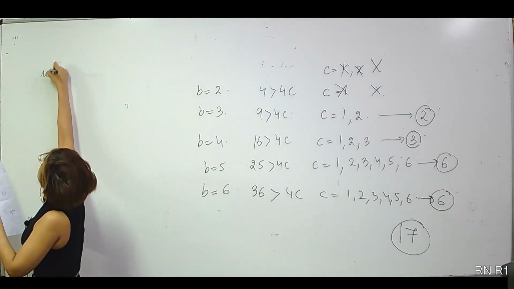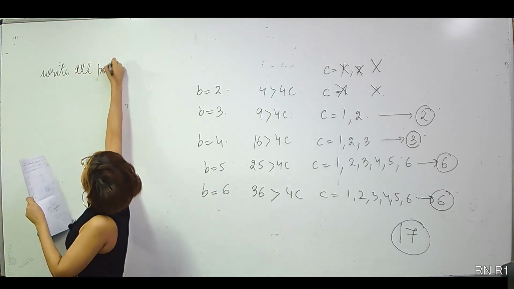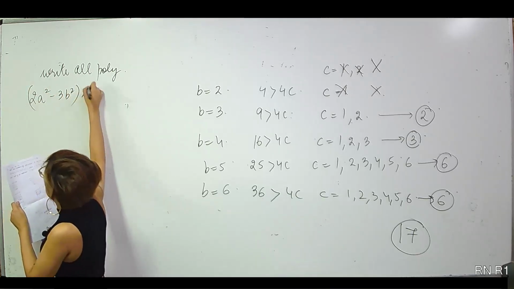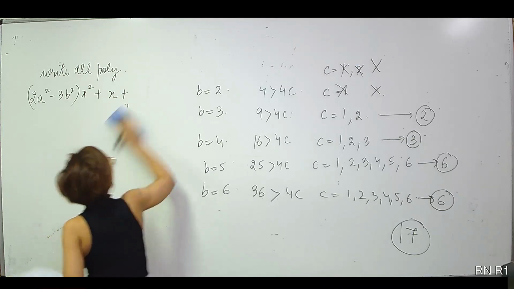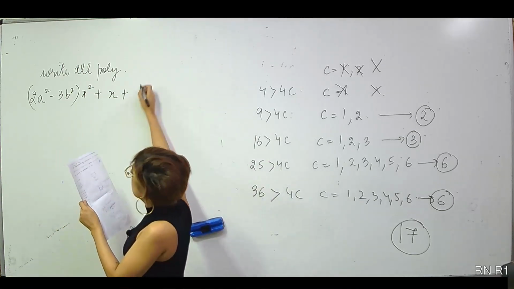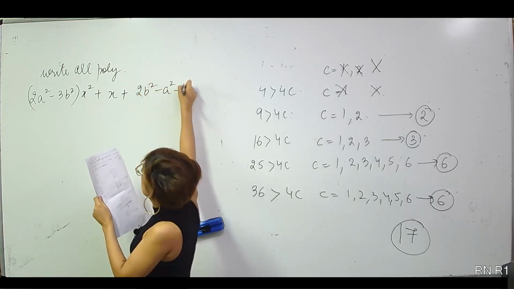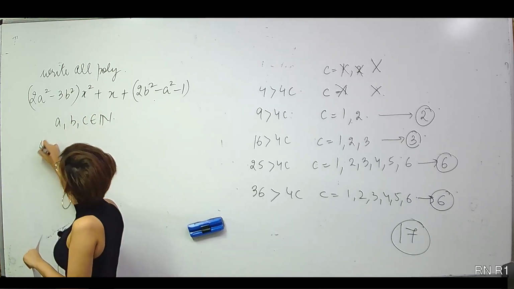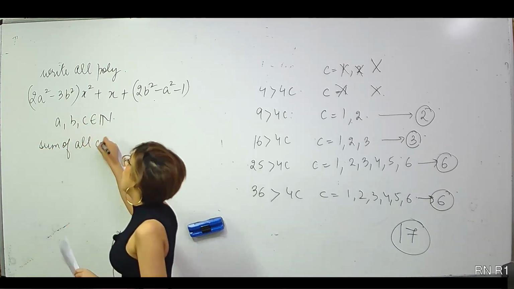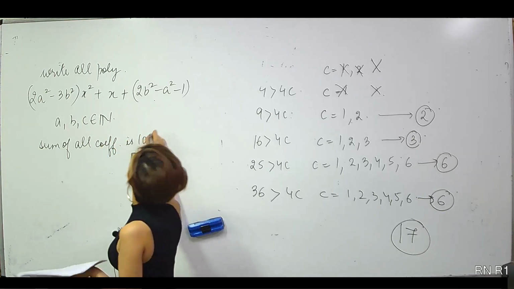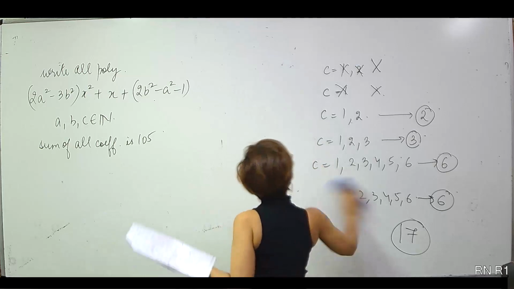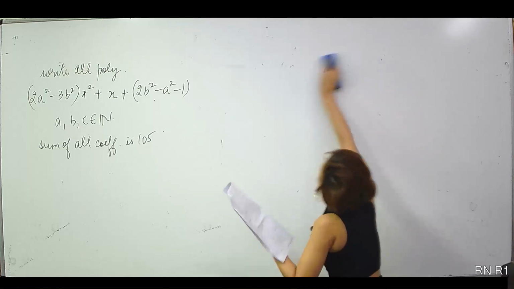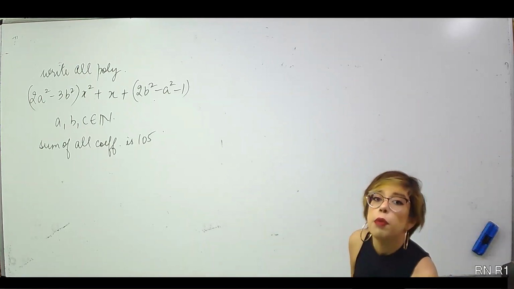Write all polynomials of the form (2a square minus 3b square) x square plus x plus 2b square minus a square minus 1, where a, b, c are natural numbers and the sum of all coefficients is 105. Of course, you can pause the video and then move forward.